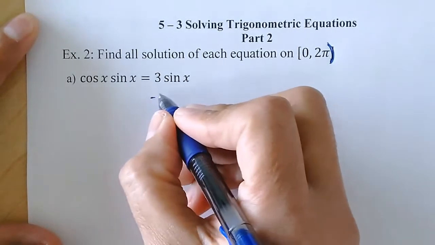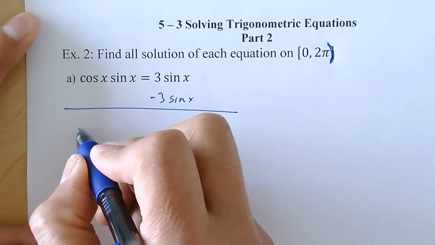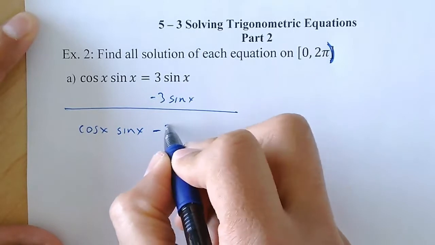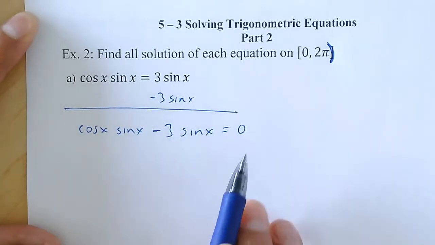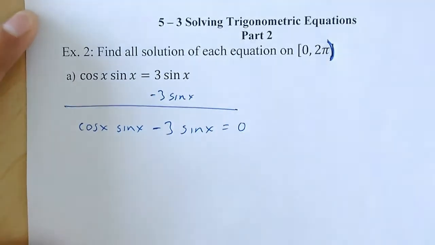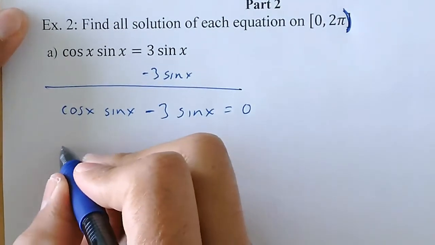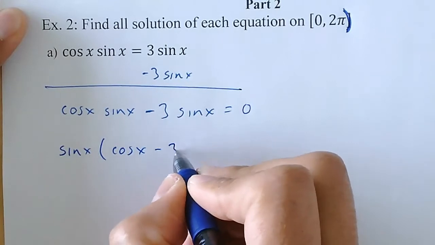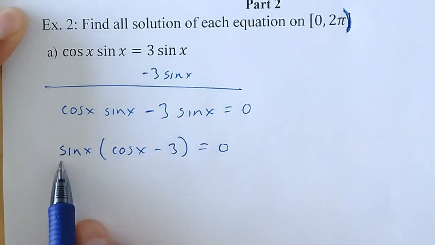In order to solve this, I'm going to move this over, and I'm going to try to get this equation equal to 0. So I am subtracting 3 sine of x to make this equal 0. And what I have here is a type of equation where I should think about algebra. I'll be able to factor out a sine of x. I have a sine in each term, and that allows me to factor that term out.